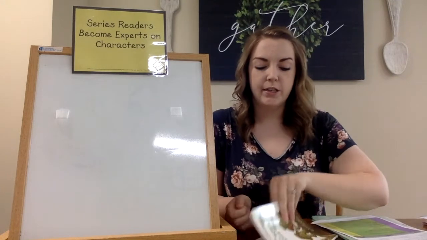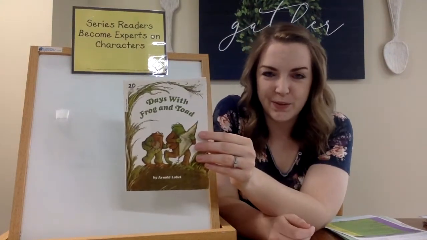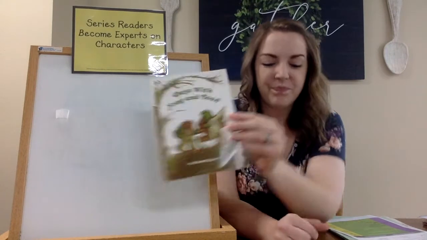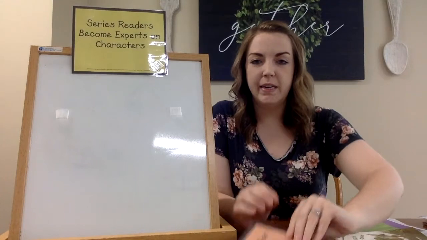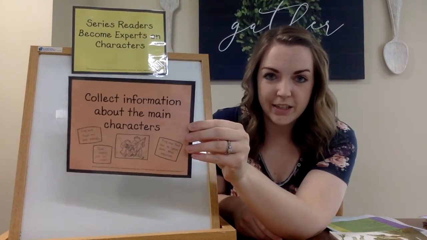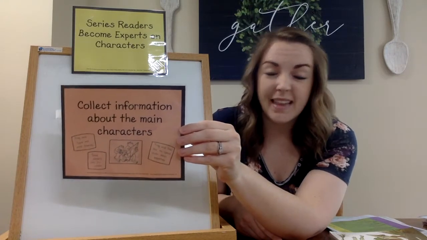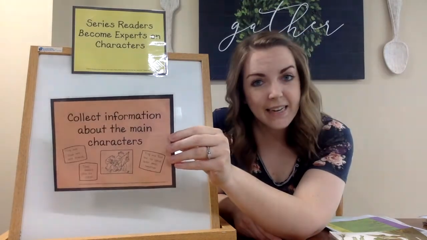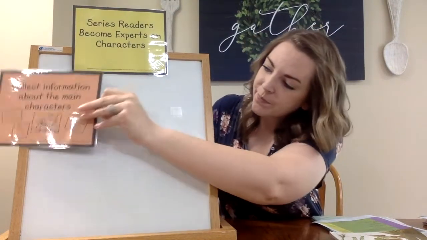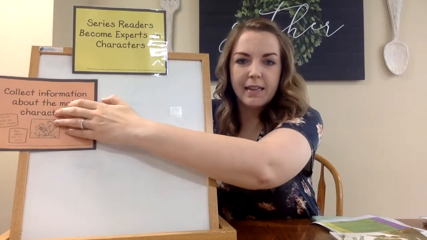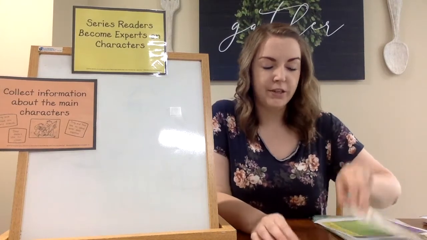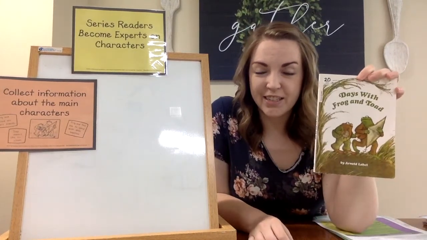The series that we started to read is the Frog and Toad series, and we got to know the characters Frog and Toad. That was the work that we did on Tuesday. We were collecting information about those main characters. We were looking at ways that they acted, things that they did, and then we came up with a character trait to describe those characters.